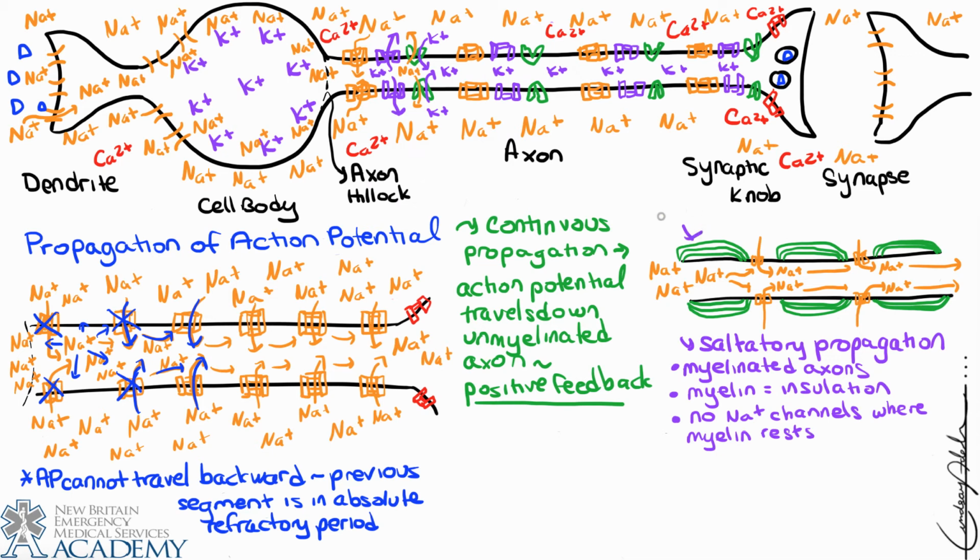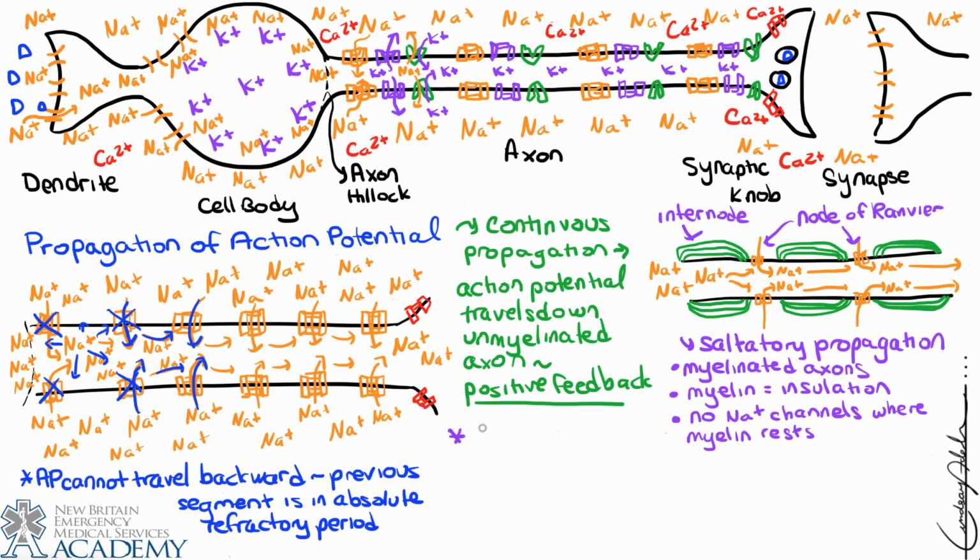I just want to mention that where the myelin is, we call that an internode, and when there's no myelin, we call it the node of Ranvier. So we're showing here 2 nodes of Ranvier and then 3 internodes. And of course, there would be as many as there are myelin sheaths along the axon.